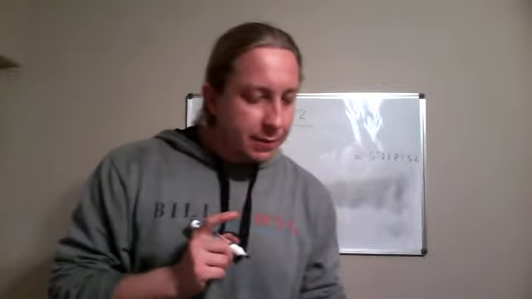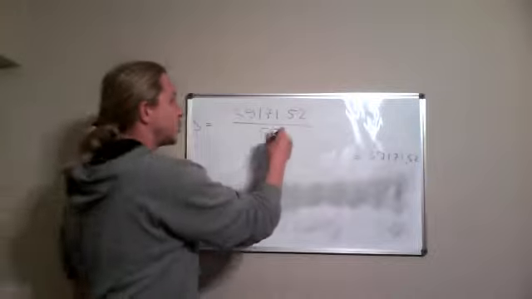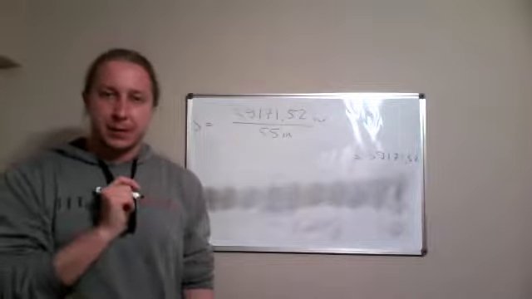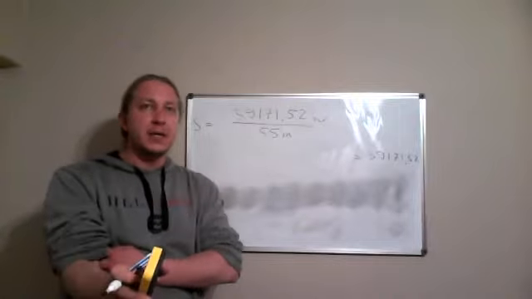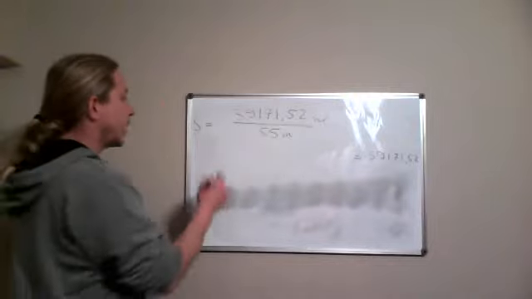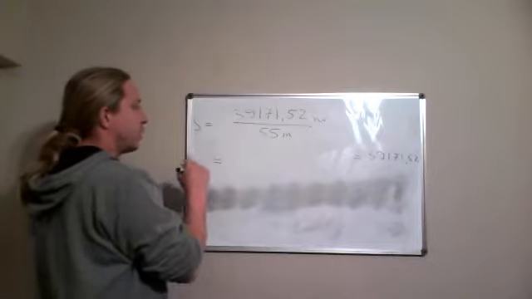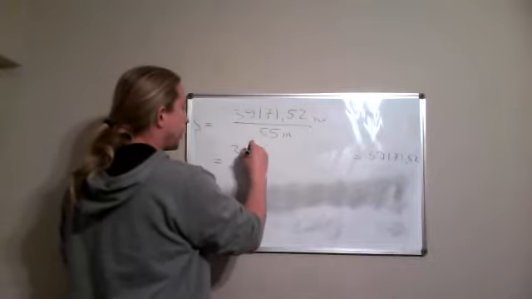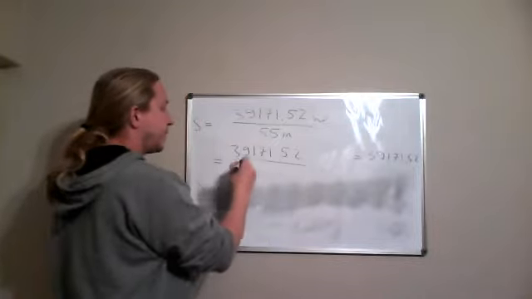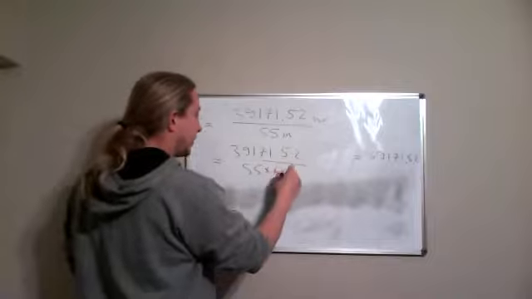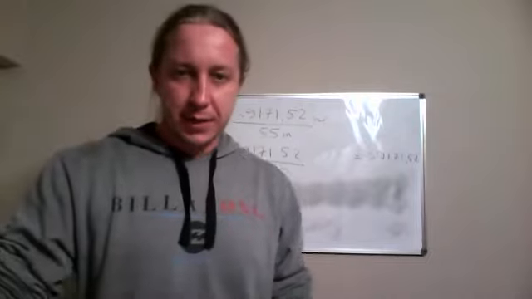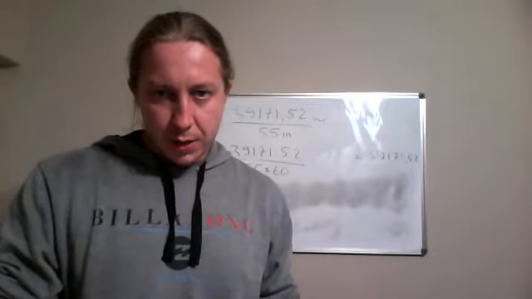But now they ask us for revolutions per second. So we need to take these minutes and convert them to seconds. How do we convert minutes to seconds? Well, we multiply by 60. So that's all we have to do at the bottom here. So our S, or speed, equals 39,171.52 divided by, now 55 times 60 seconds will give us seconds, and then we can do that on our calculator and see what the answer is. Let me do that quickly.